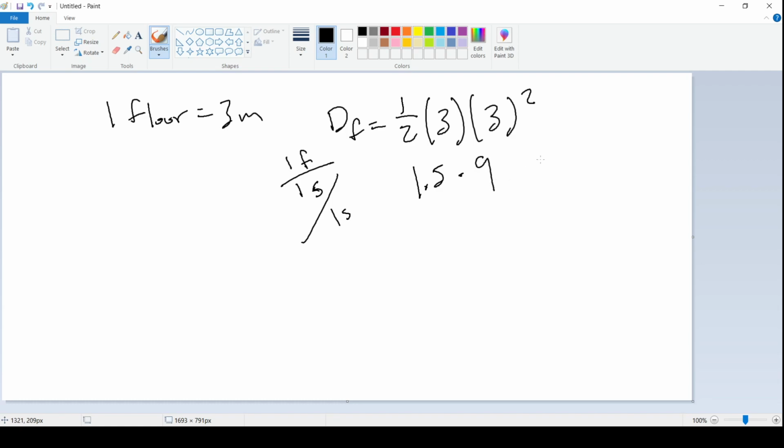What does that get us? I don't think it's the right answer. Because you know what we get? We get 9 plus 4.5 equals 13.5. That's not even close to 11.